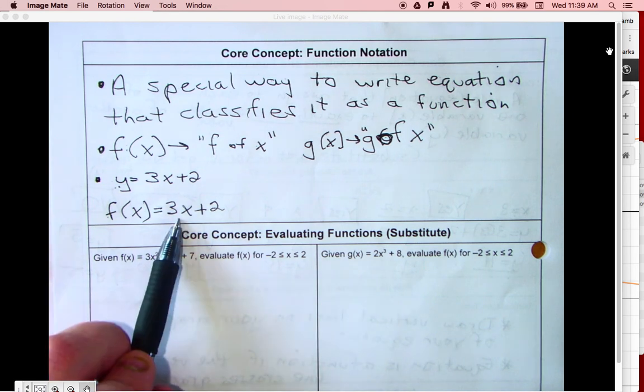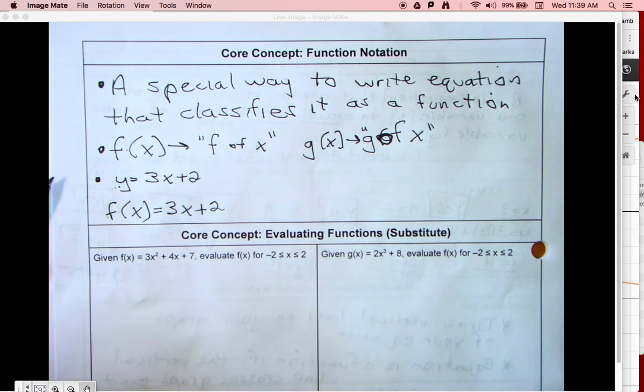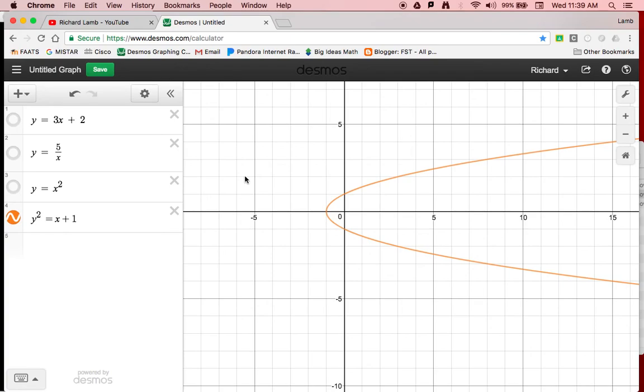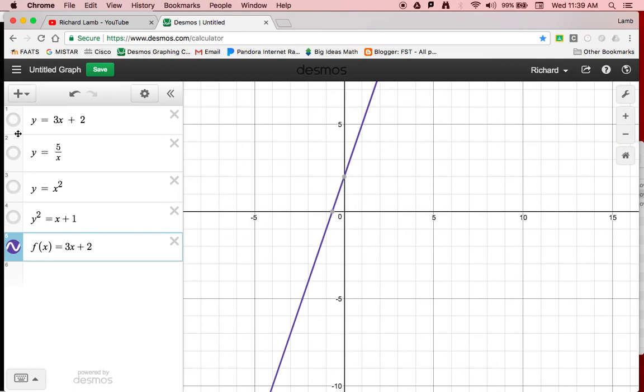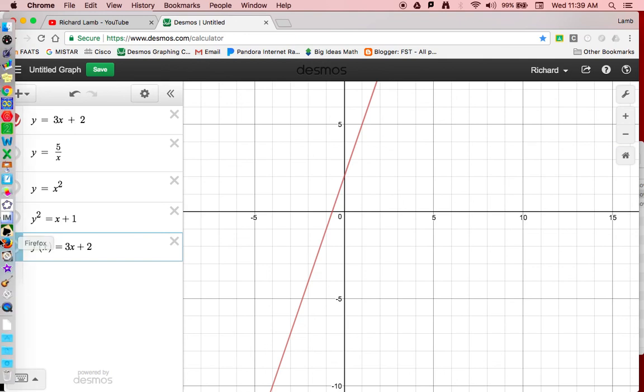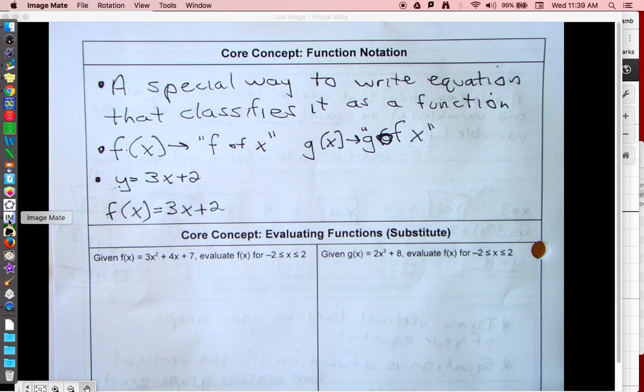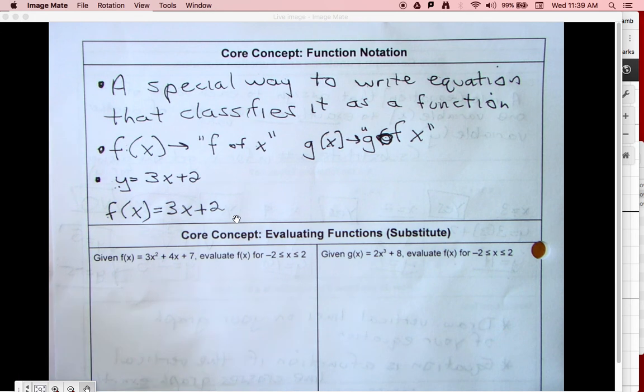If I were to graph f of x equals 3x plus 2, here, let me show you that real quick. So f of x equals 3x plus 2. Notice that one right there. And notice when I click on that one, they're the same thing. They're the exact same thing. It's just different terminology. That's all function notation is, terminology.